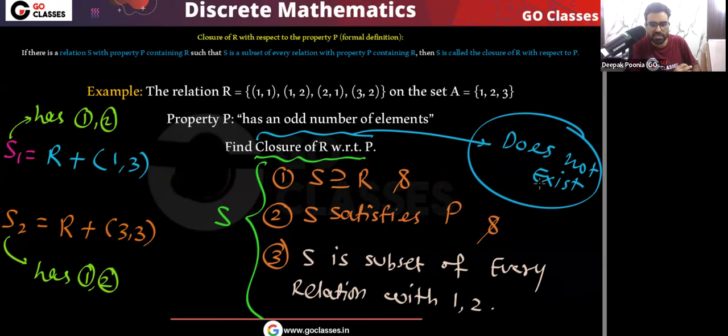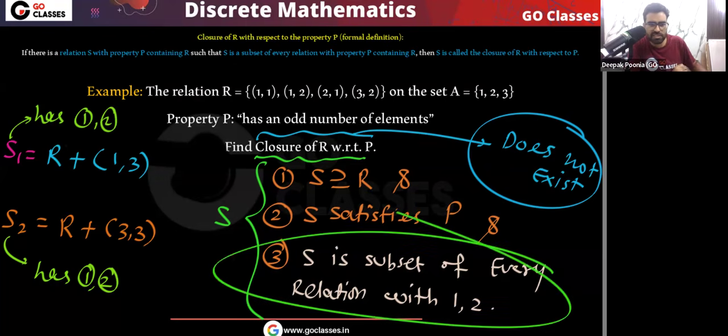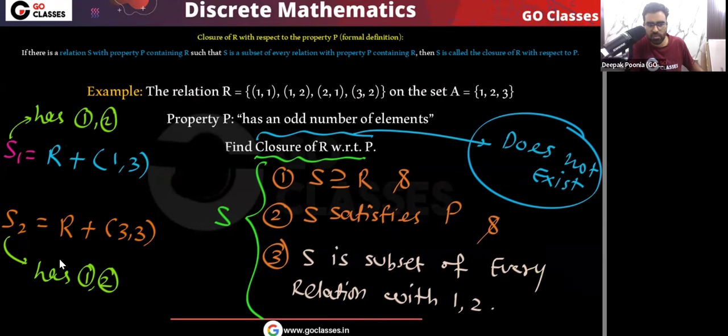Either the closure does not exist, or if it exists, then it will be unique. Here the closure does not exist. The reason is because this third statement will not be satisfied whatever you do. If you satisfy the 1 comma 2, then you cannot satisfy 3. I hope now it is clear. Now you can appreciate the formal definition. I hope you understood the formal definition now.